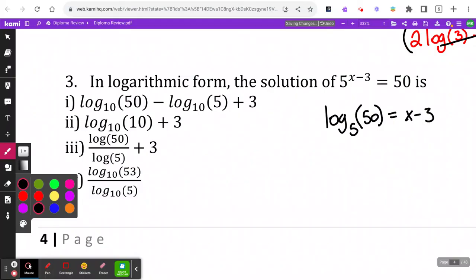I move my 3 over. I get log base 5 of 50 plus 3 equals x. The answer would be the third one. The only difference between their answer and our answer is they've done change of base, meaning the way that we put it into the calculator.